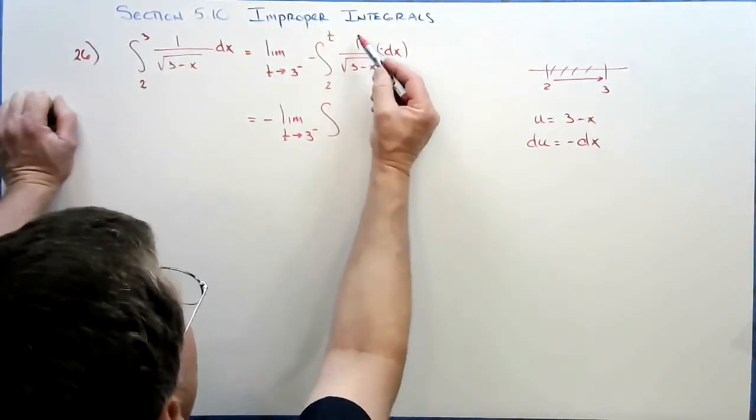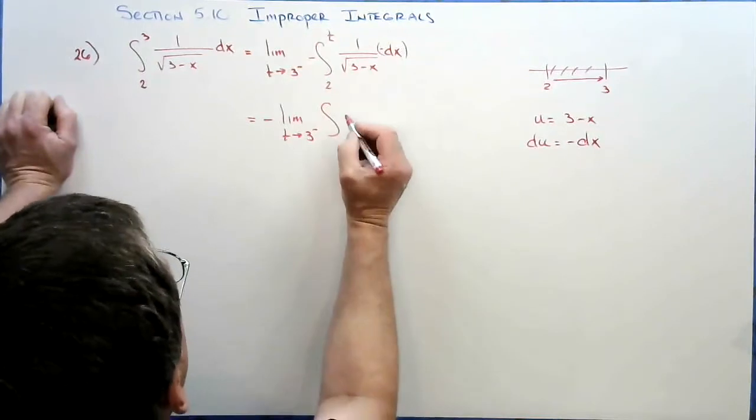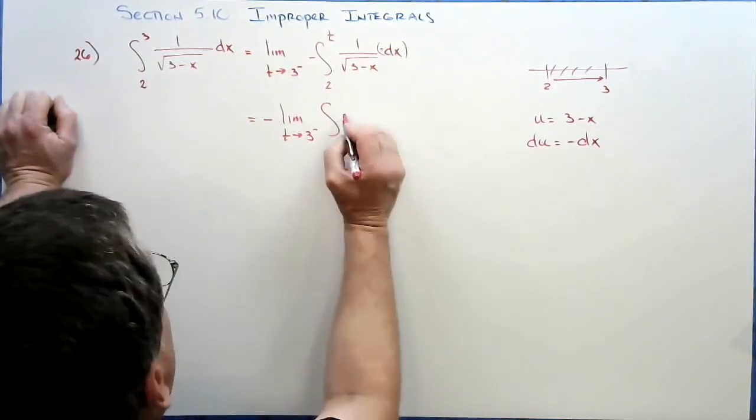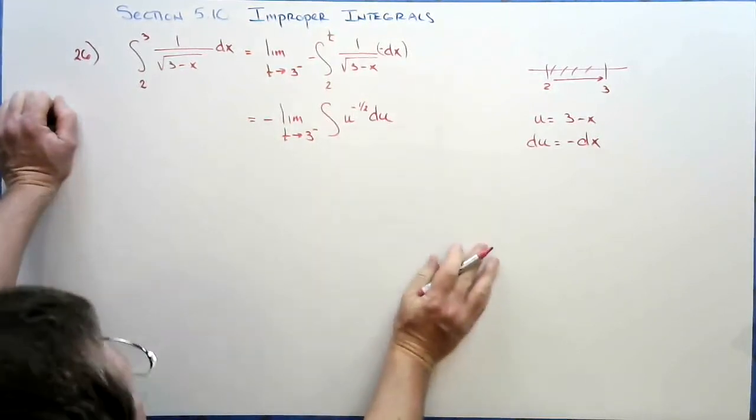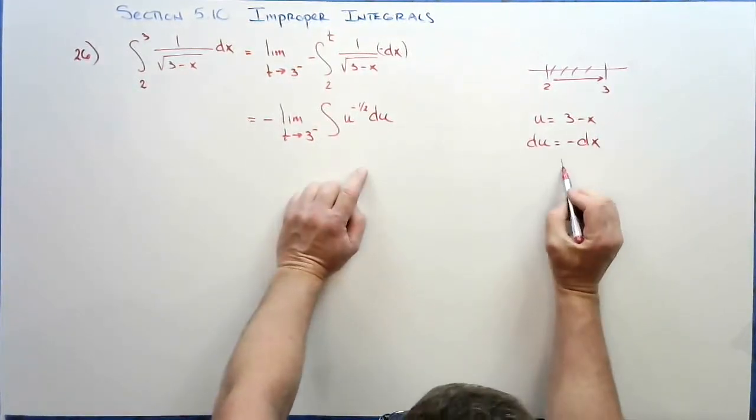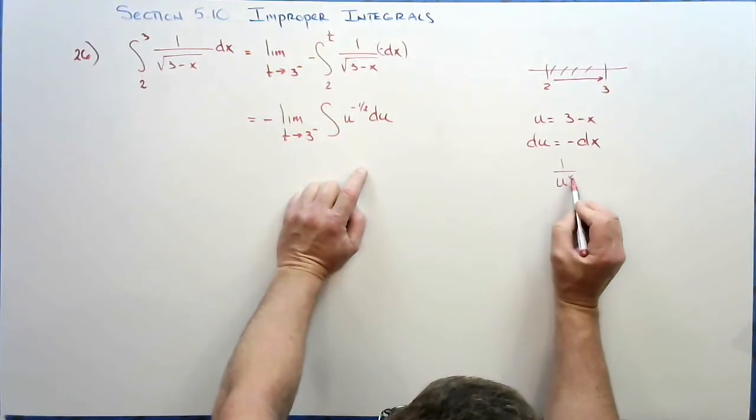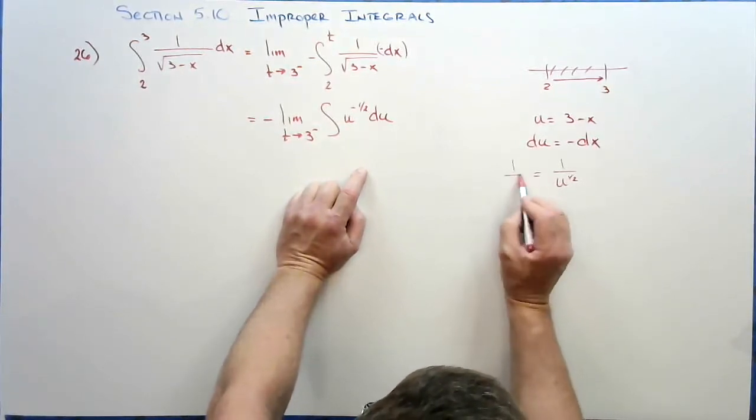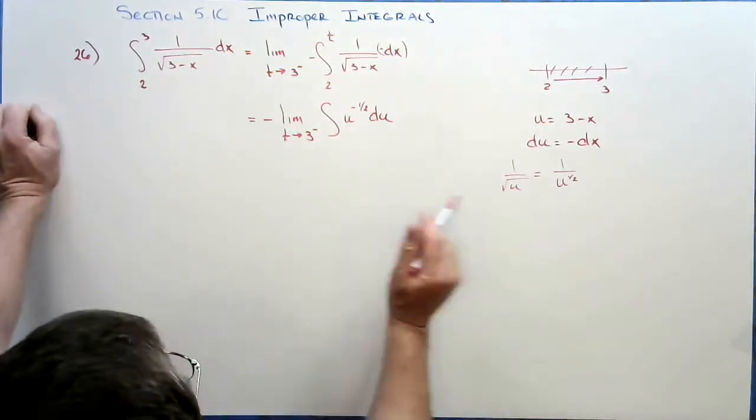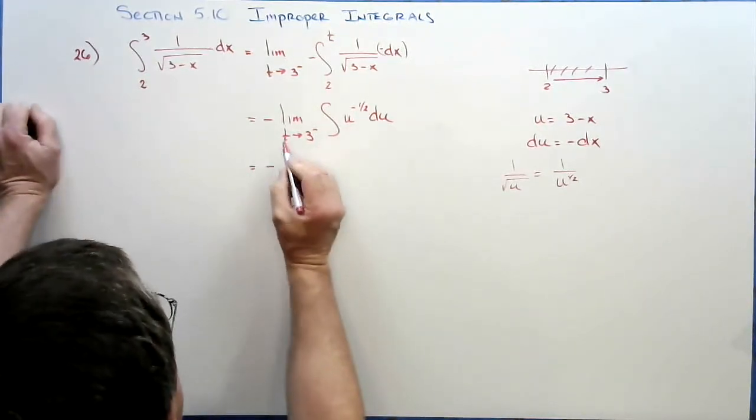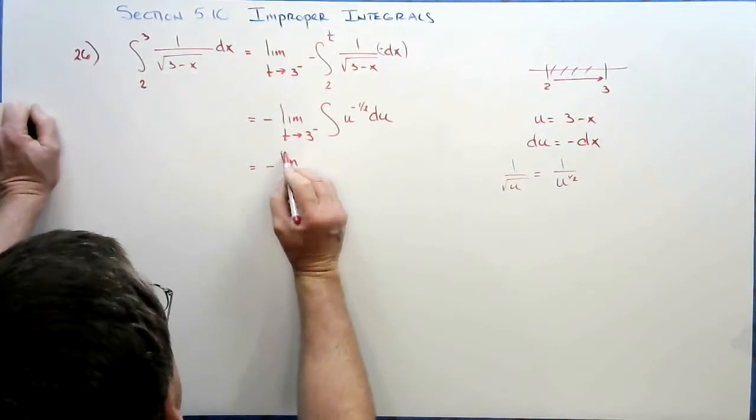And this is going to be 1 over u to the 1/2, right? 1 over u to the 1/2 is u to the minus 1/2 du. Because what we really have is 1 over the square root of u. So that's u to the minus 1/2. So when we integrate that, we're going to get minus. We still have our limit.